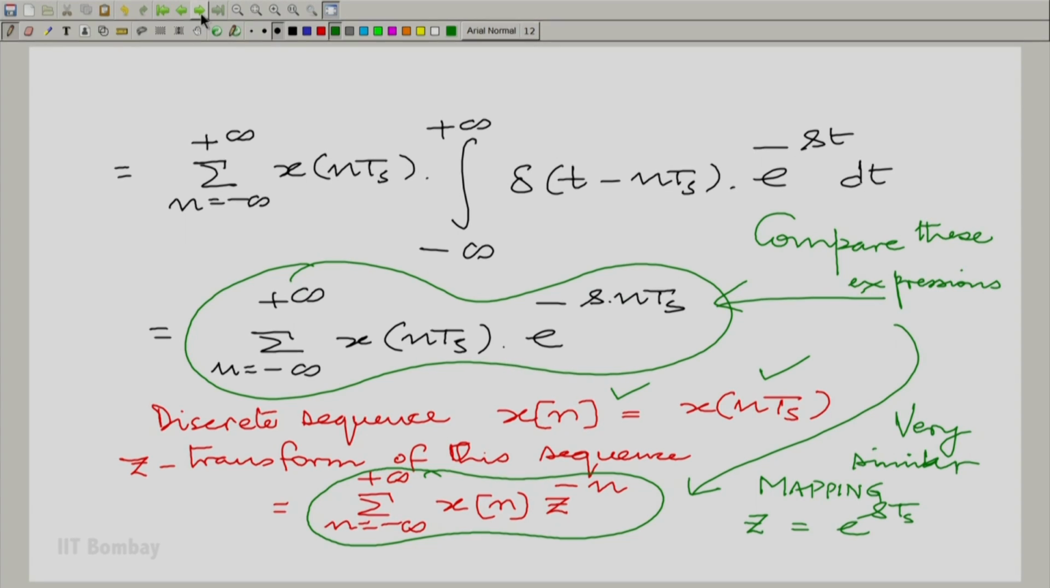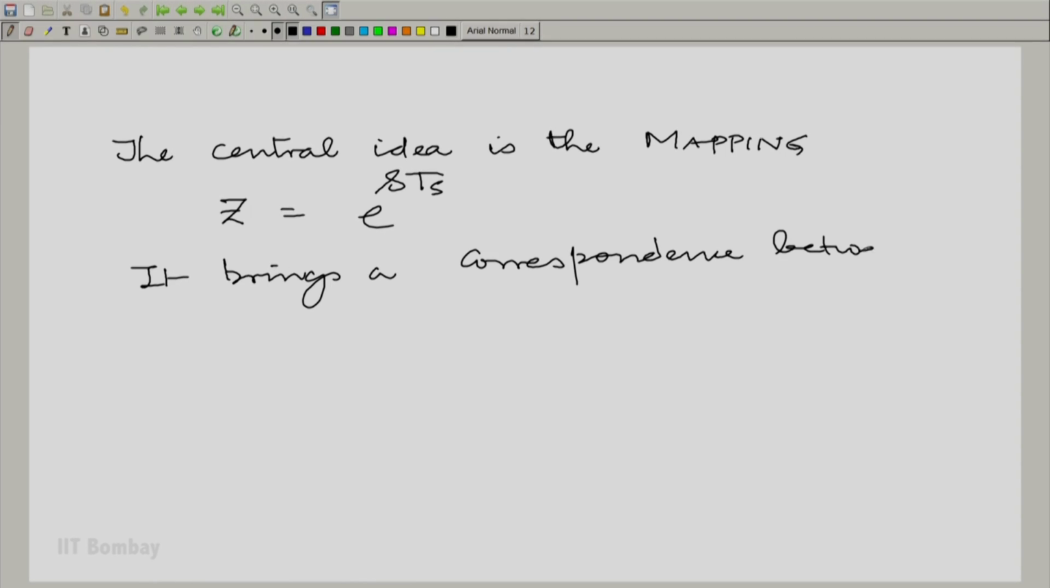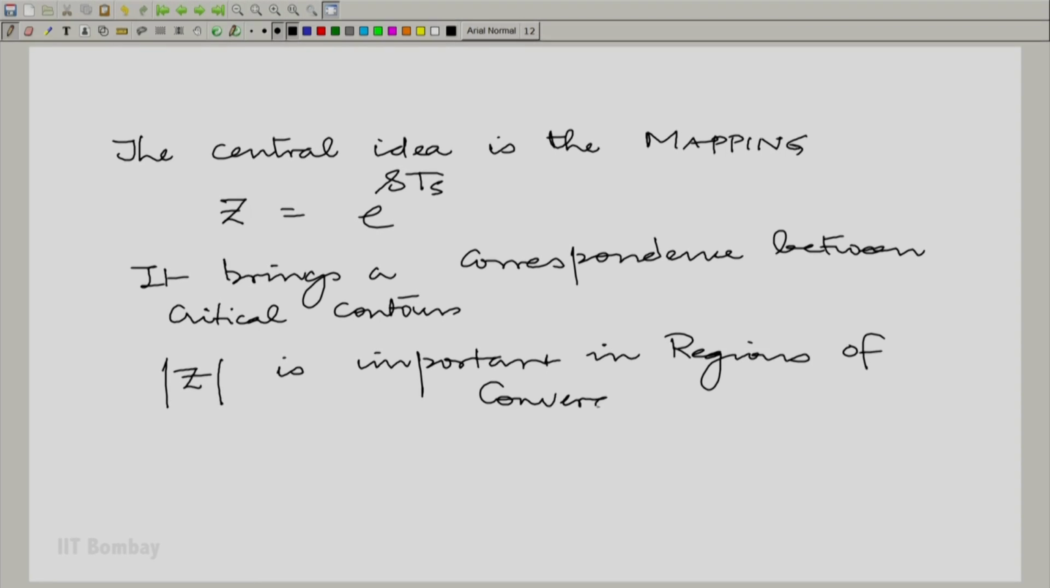So, this is the central idea here. The central idea is the mapping, z is e raised to the power s Ts. In fact, this mapping almost says it all. It brings a correspondence between the contours, because after all it is mod z which is relevant in determining regions of convergence.